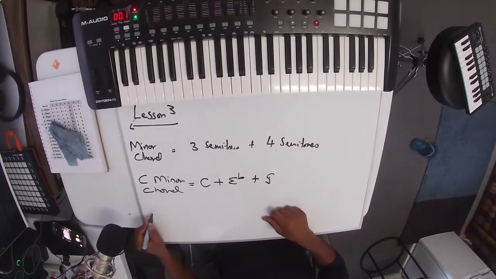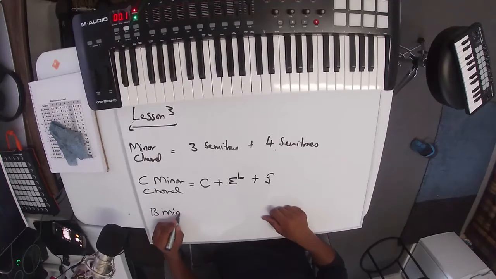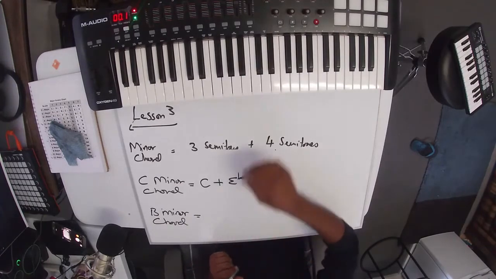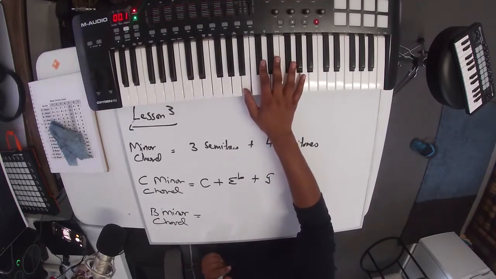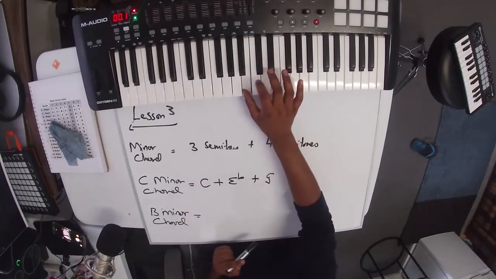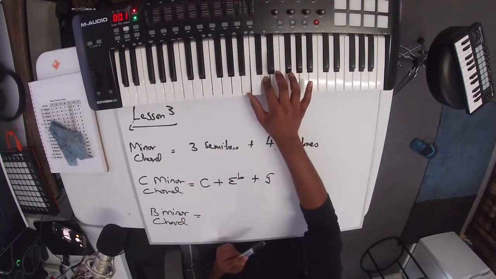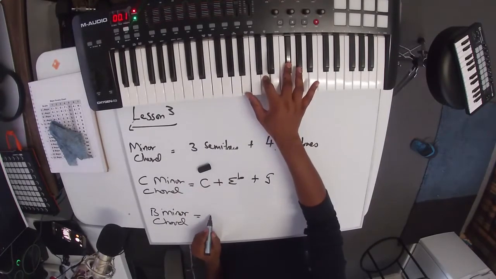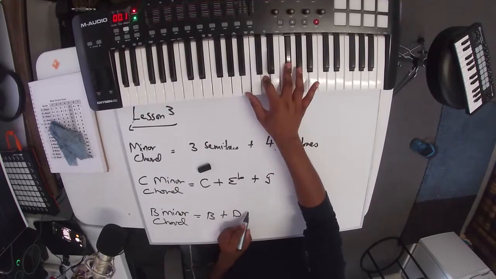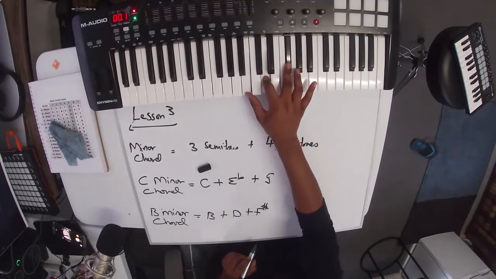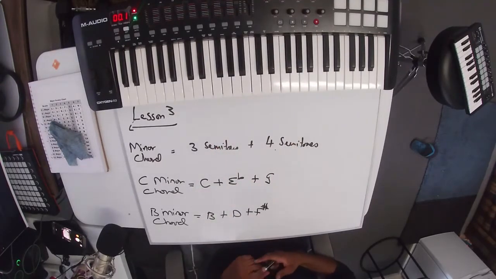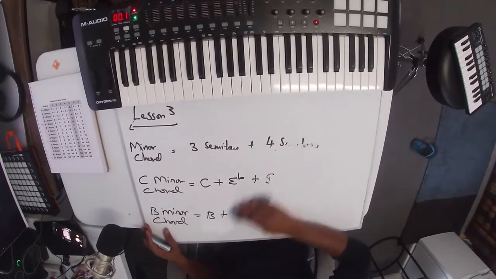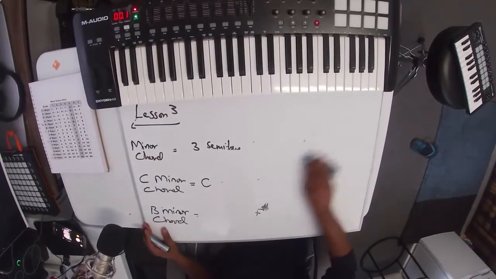Let's do B minor. It is going to be B, 3 semitones, 1, 2, 3, 4 semitones, 1, 2, 3, 4. And then that would be B plus D plus F sharp. All right, so those are major and minor chords.